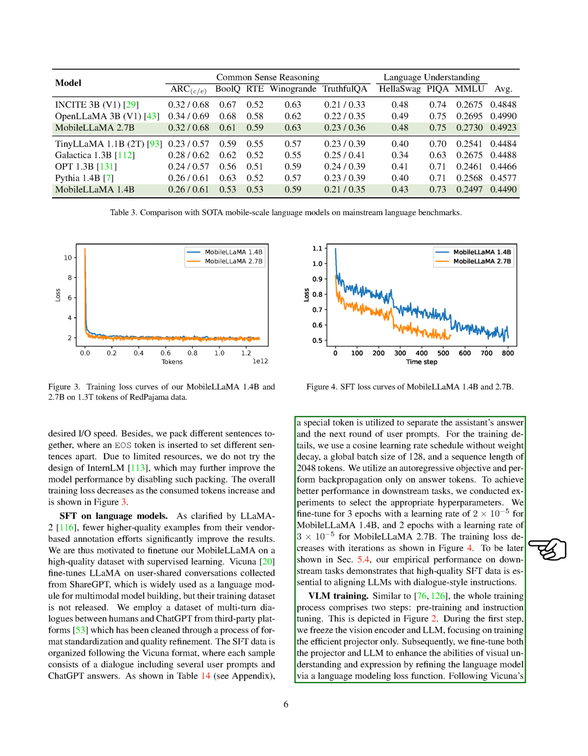For vision large model training, the whole training process comprises 2 steps, pre-training and instruction tuning. During the first step, we freeze the vision encoder and LLM, focusing on training the efficient projector only. Then, we fine-tune both the projector and LLM to enhance the abilities of visual understanding and expression by refining the language model via the language modeling loss function.